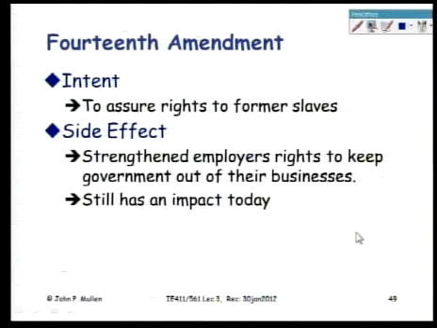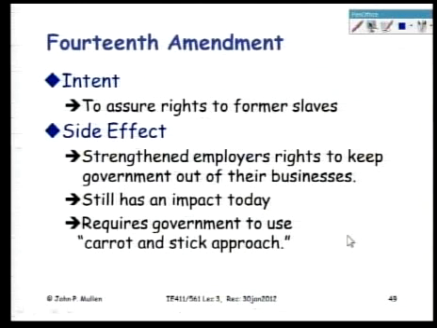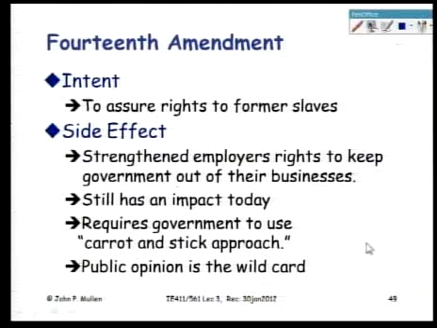It still has an impact today. There are some factories which have never had inspectors in them. They're private property. And this requires the government to use a carrot and stick approach. They've got to try to get people to agree to let this happen. And the wild card is public opinion, because no corporation can do well if the public decides it's a nasty corporation and they're going to get their stuff elsewhere.